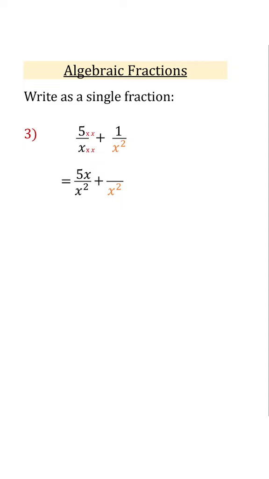Our second fraction already had a denominator of x squared, hence we don't change the top. Now that we have a common denominator of x squared, we add the numerators only. 5x plus 1 can't be simplified any further. Hence our final answer is 5x plus 1 all over x squared.